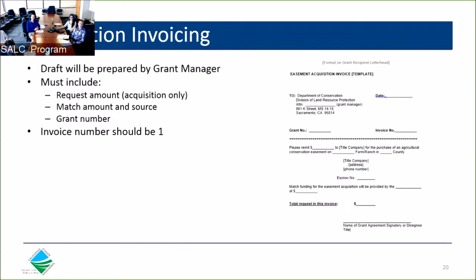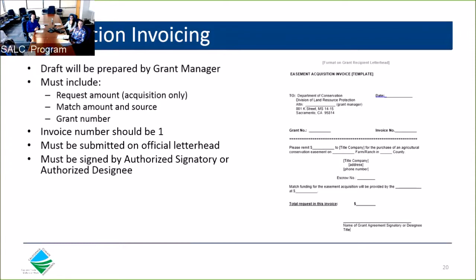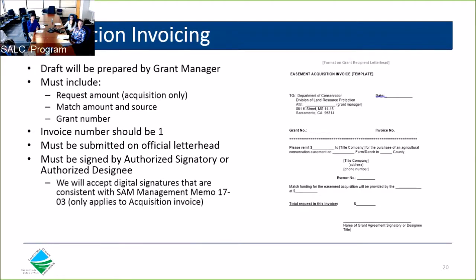The grantee will then review the invoice and check for accuracy and submit the invoice on the organization's official letterhead. The invoice must be signed by the authorized signatory or authorized designee as stated in the grant agreement. Please note, digital signatures on the invoices are now acceptable by the department. However, if you choose to submit a hard copy, the invoice must be signed in blue ink.